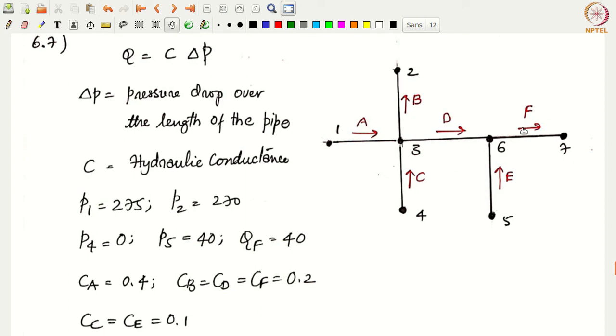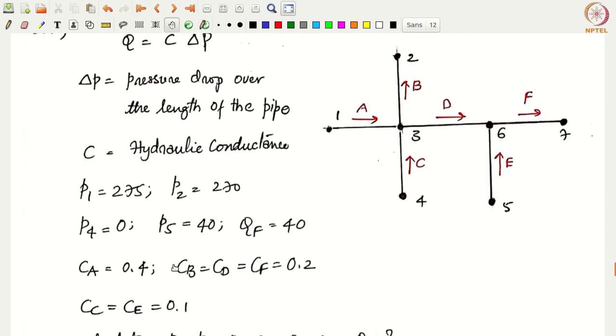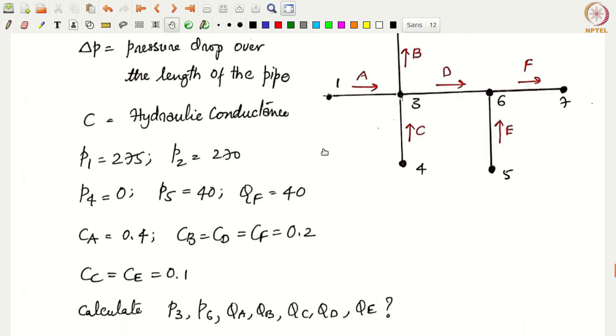So QF is given, this is 40, and the hydraulic conductance is given for all of them, that is CA is given as 0.4, CB, CD, CF, all these three are 0.2, CC and CE are given as 0.1. All the hydraulic conductances are given. So we were asked to calculate the pressures P3, P6, and the values for QA, QB, QC, QD and QE. You need to calculate A, B, C, D and E.